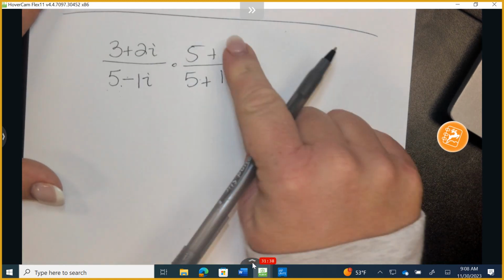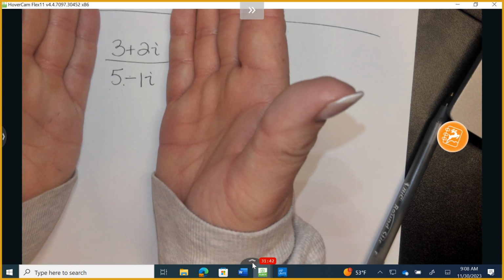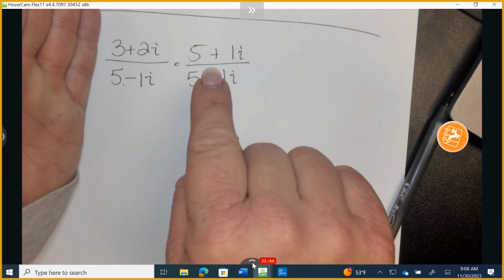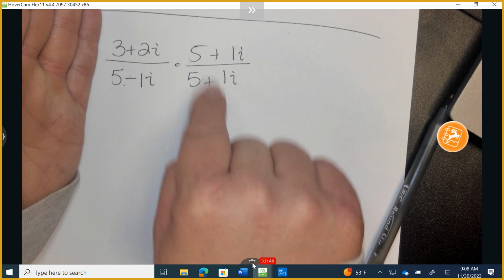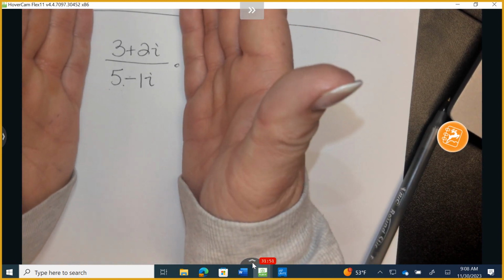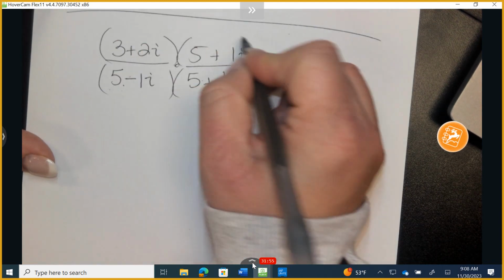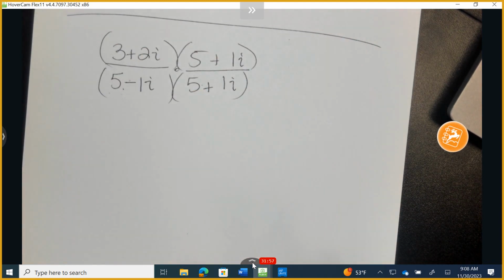Now, why am I also multiplying by the top? I want to keep the value of this original fraction the same. As long as I multiply the top and the bottom by the same amount, well, that's really equivalent to 1. So I'm not changing the value of this fraction. Okay, so let's put parentheses in parentheses, please. This is a little more work, but it's not any harder.